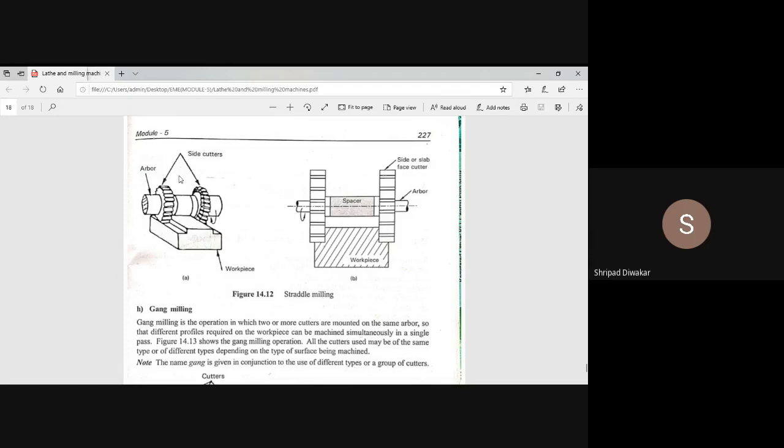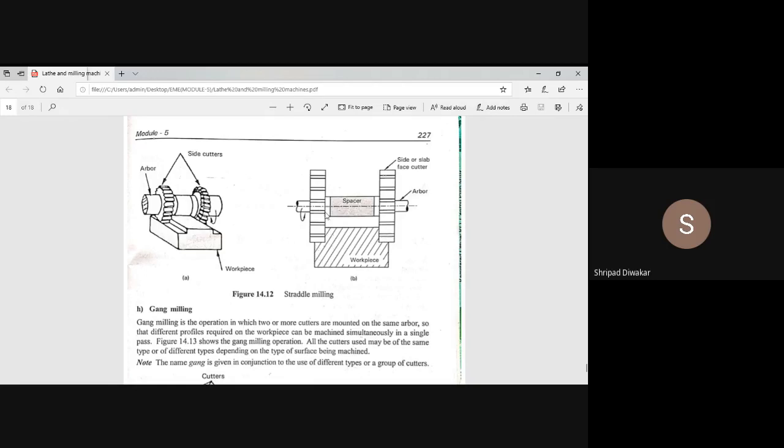Okay, this is the 3D diagram, and it is not necessary to draw the 3D diagram, so you can draw the 2D diagram. Just first you have to show the workpiece. On the workpiece you have to show these are the two side cutters. It is also called slab face cutters. So first you have to draw this workpiece diagram.